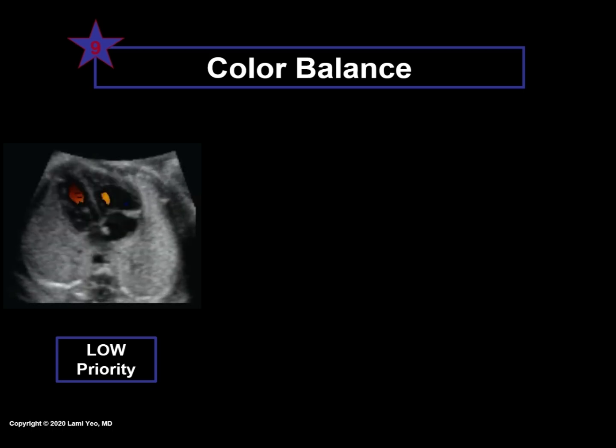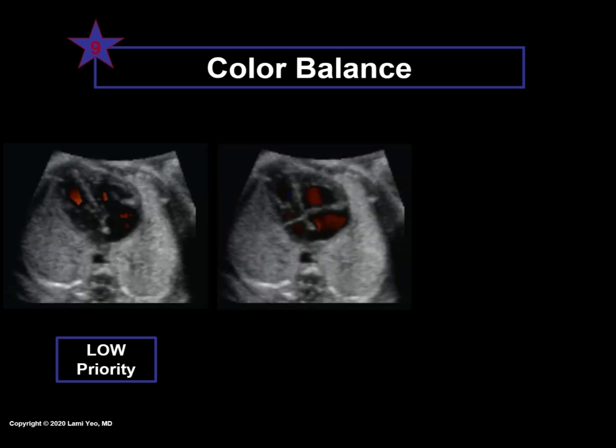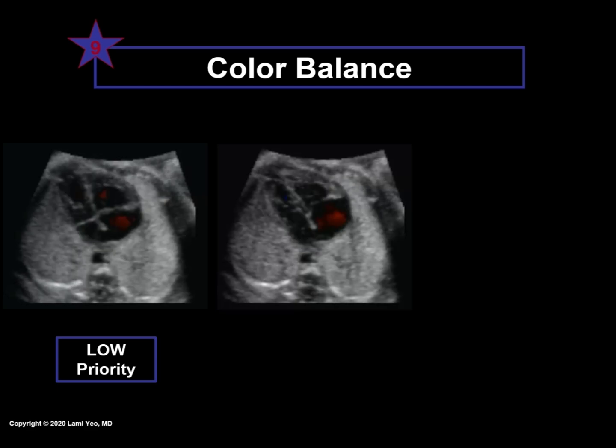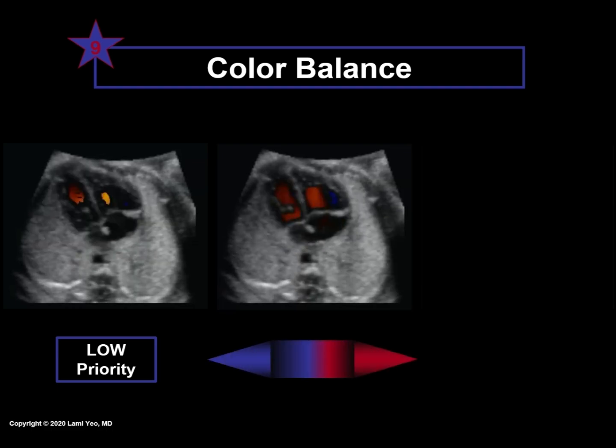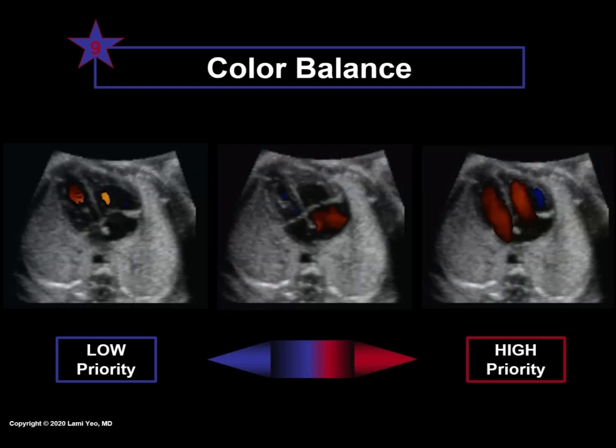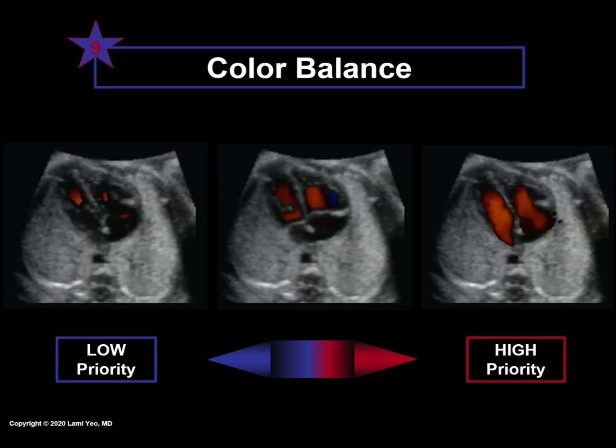A low priority for color implies more grayscale information and less color. But if the color priority is set too low, as shown in this 4-chamber view, flow may be missed. As the priority is increased, there is more color, but the color pixels are still interrupted by grayscale. For example, the echogenic focus in the left ventricle is visible, despite the color signal around it. When there is high priority for color, weight is given to color Doppler data rather than grayscale information.